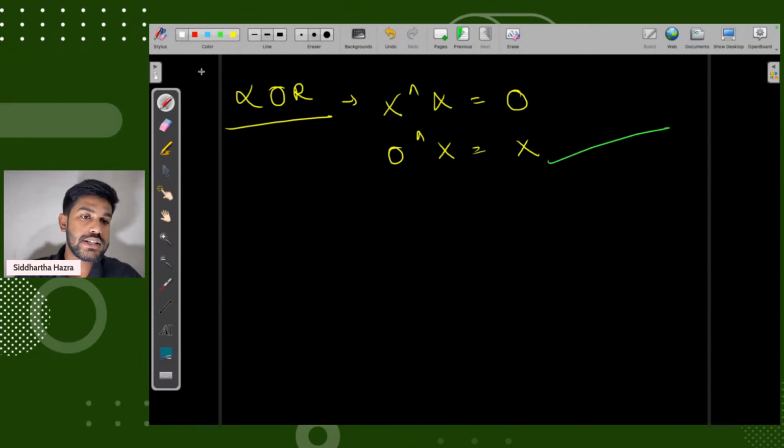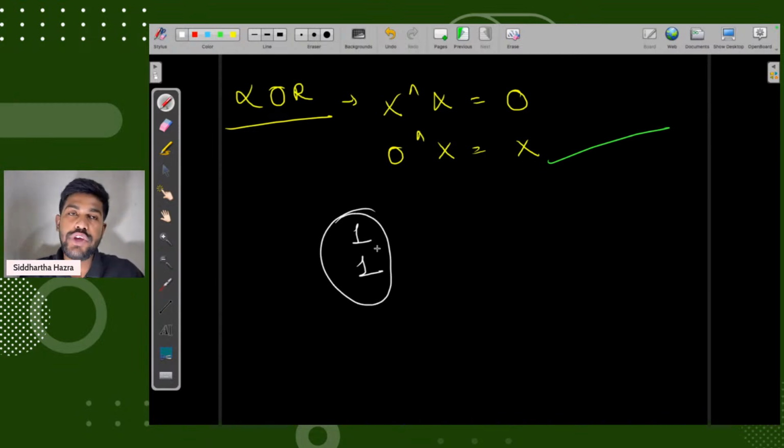So now if you see this, suppose there are two bits that are getting XORed, we know that each number has a unique representation in the form of bits. We know this. Now if a bit has two occurrences, then the value is 0.